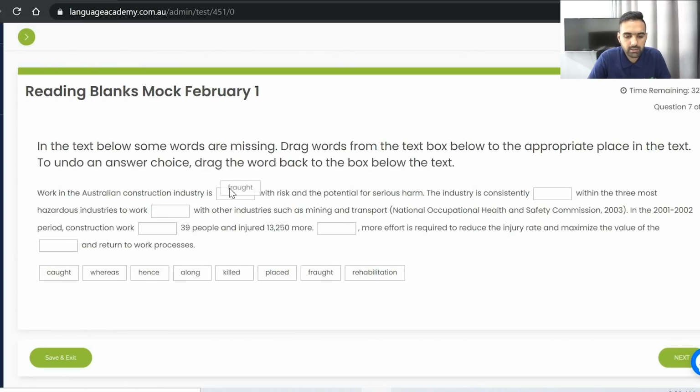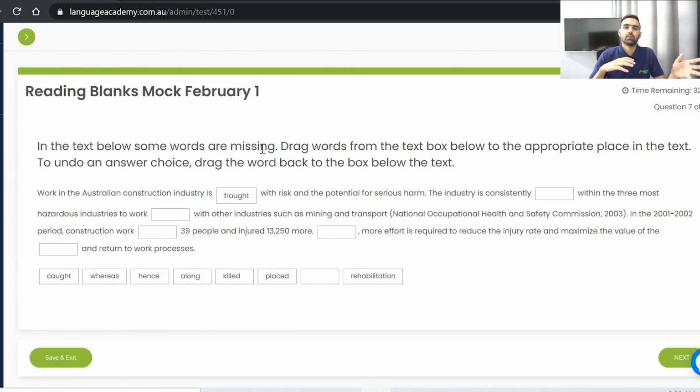Fraught with will be the right answer. Fraught with means something which comes along. For example, studying for PTE, fraught with hard work and failure, it can be a failure, right? Fraught means a mix of something. So is fraught with risk means is kind of a combination of risk and potential for serious harm.